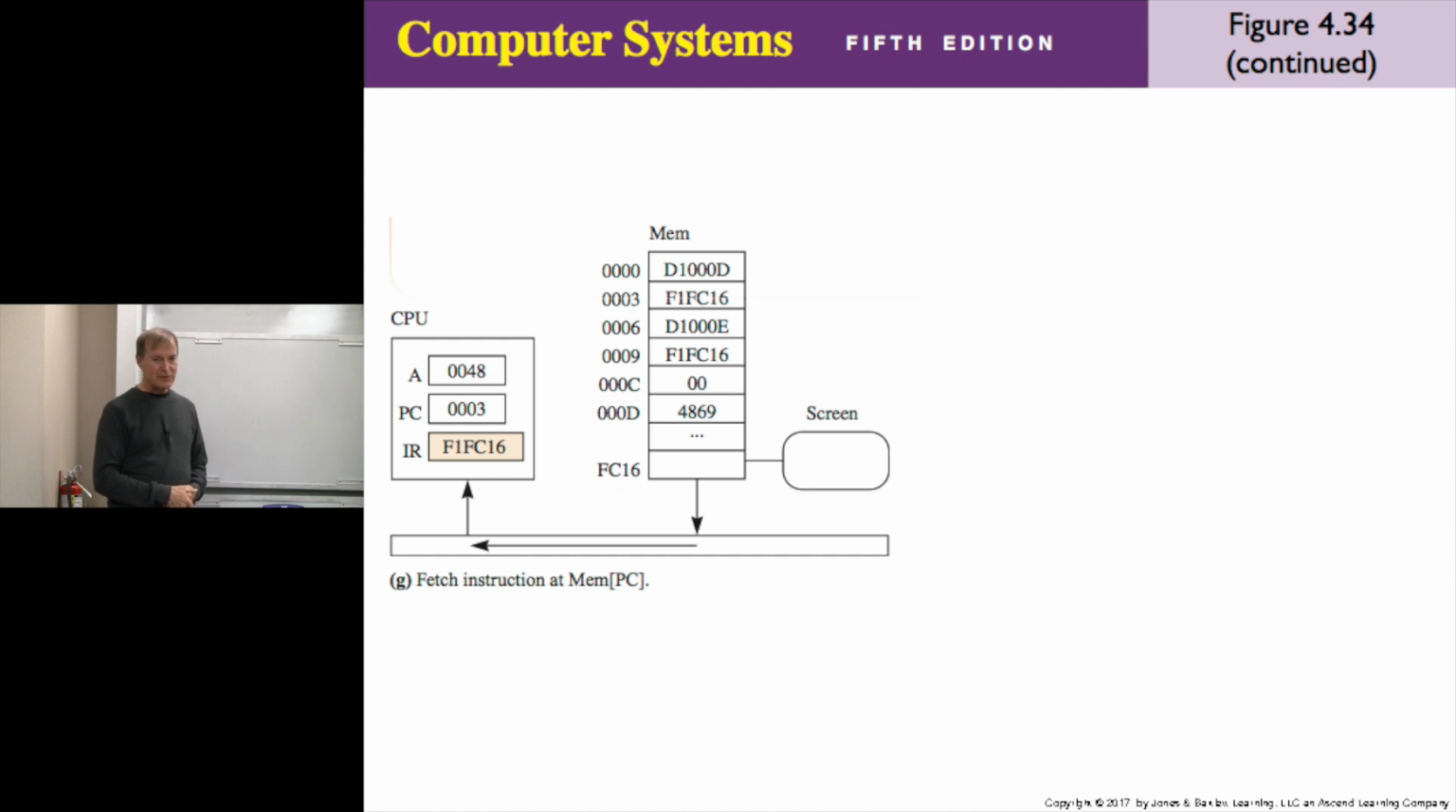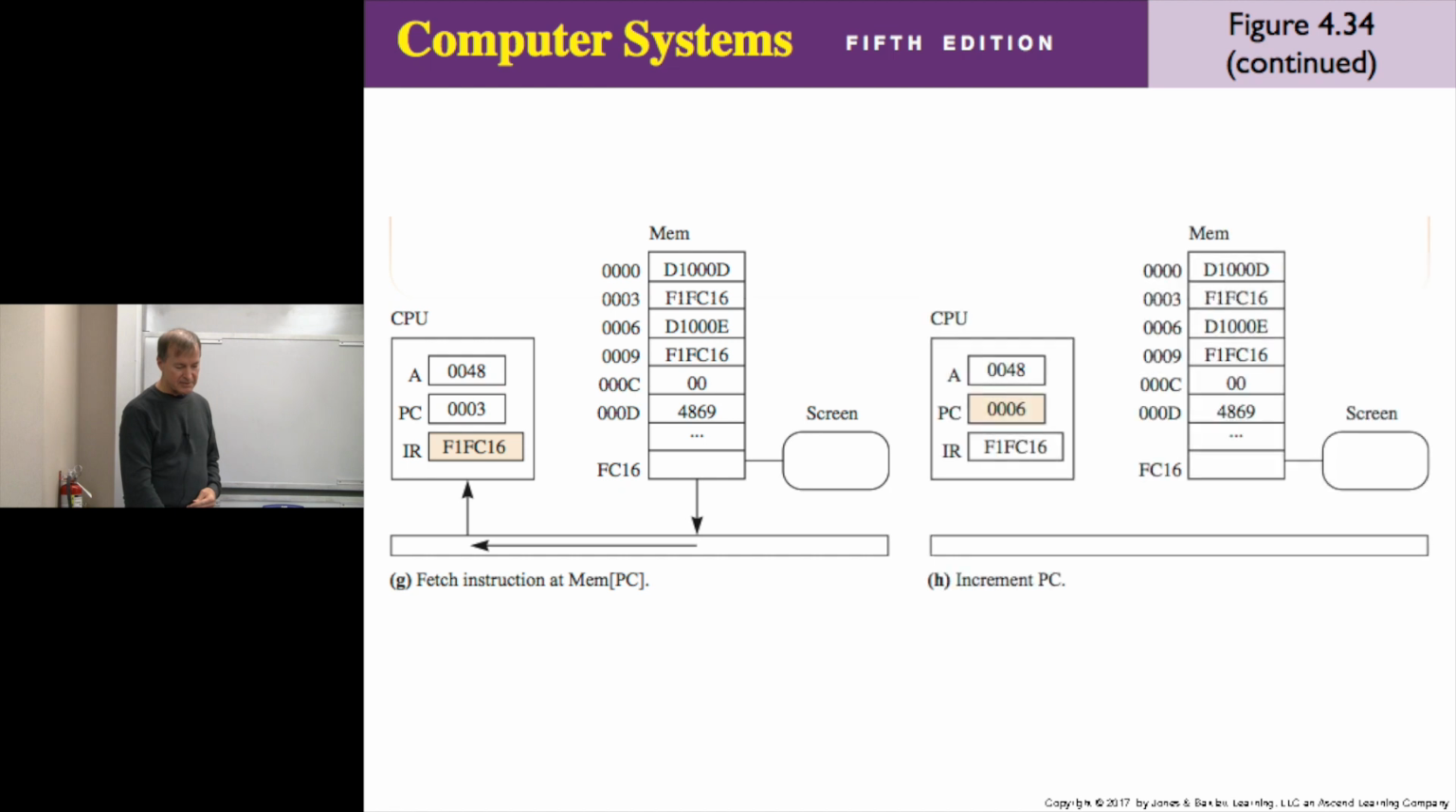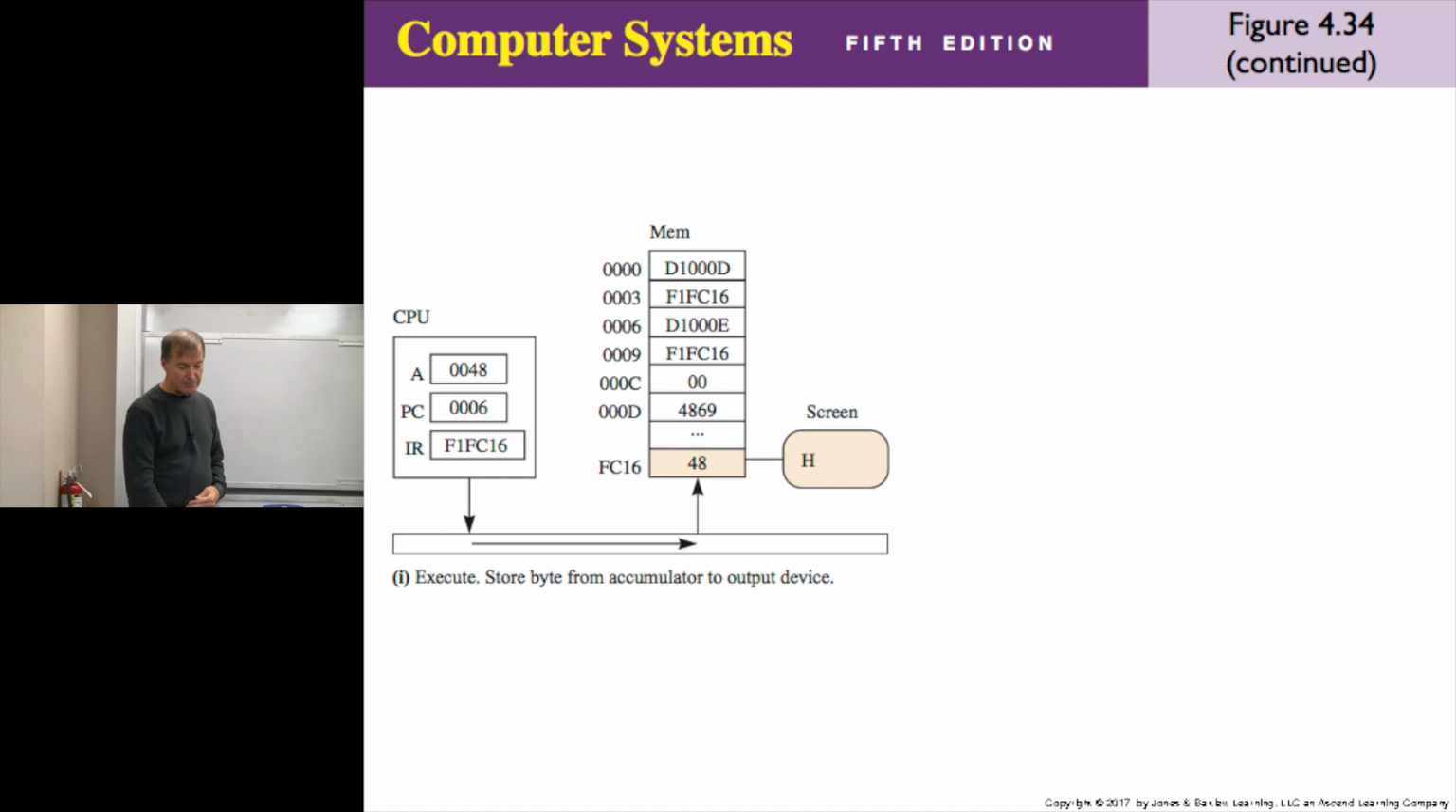Okay, so fetch. What was the next? Decode, we don't show that. What's the next? Increment. What happens to the program counter? Exactly, it goes to 0006, as shown in part H. And now, execute F1FC16. What is the F1 instruction? Store byte from the accumulator to FC16. But FC16 is the what? It is the output. So what happens? It gets stored. Boom. There comes the H. Now, is that clear? Yeah.